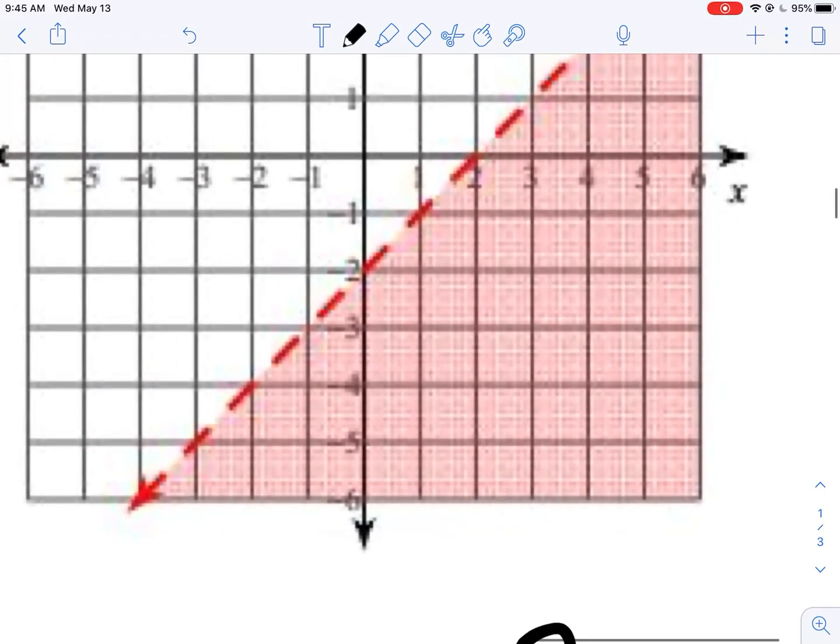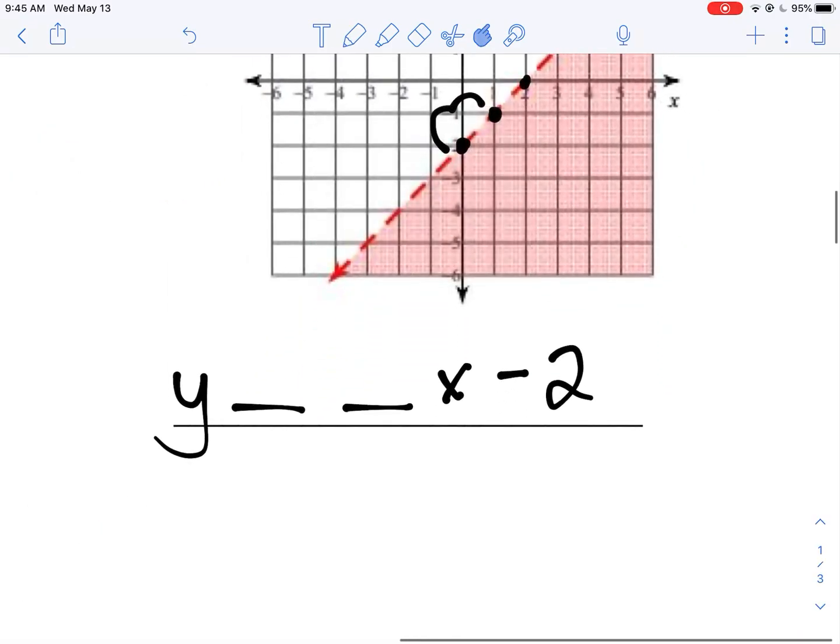Let's take a look at our slope. Oh, this is a good one, because if you'll notice, we get a lot of ordered pairs. This line goes through a lot of ordered pairs. So let's see, we go up 1, over 1, and that gives us 1. It's a pretty straightforward slope, just 1.